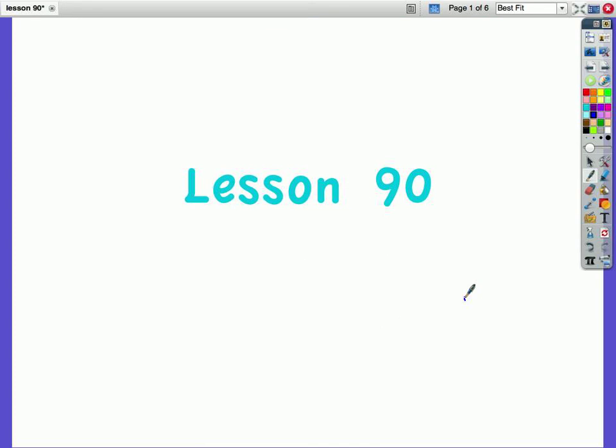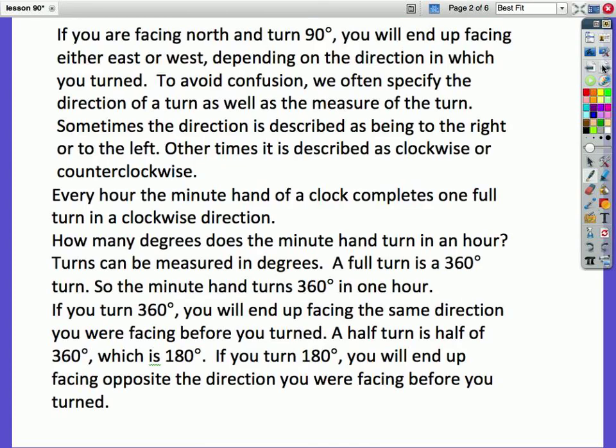For lesson 90, we're going to be measuring turns. So if we're facing north and turn 90 degrees, you'll end up facing either east or west, depending on the direction you turn. If you're facing north and turn right, you're going to be facing east. If you turn left, you'll be facing west. Okay? To avoid confusion, we often specify the direction of a turn as well as the measure of the turn.